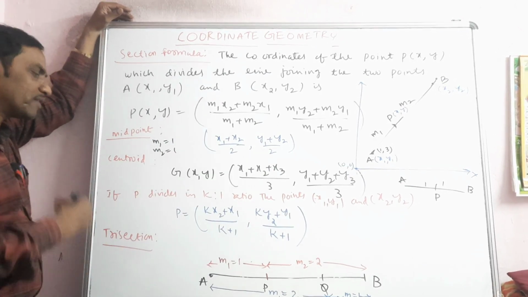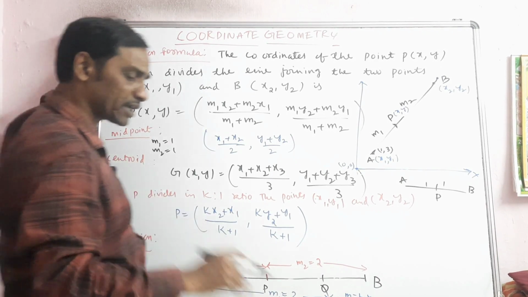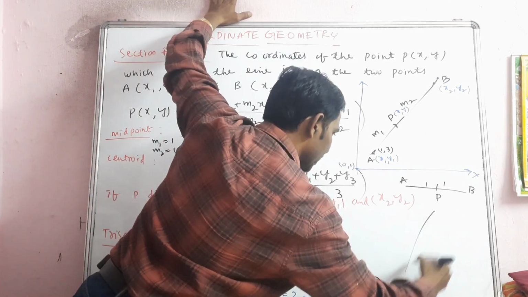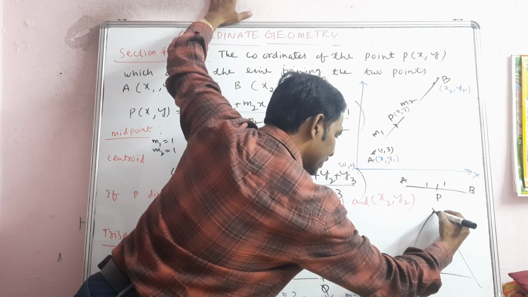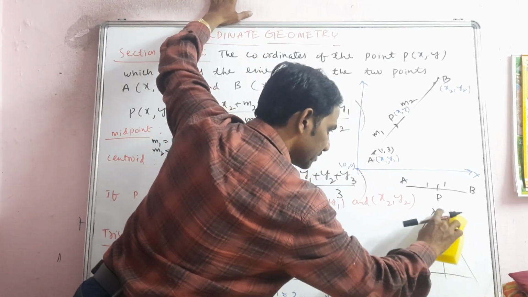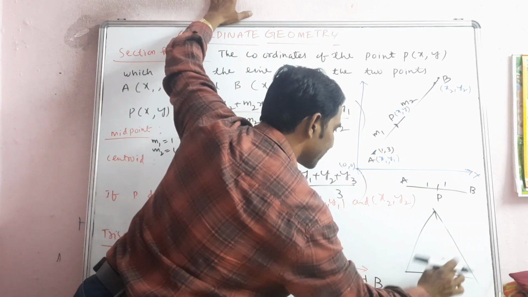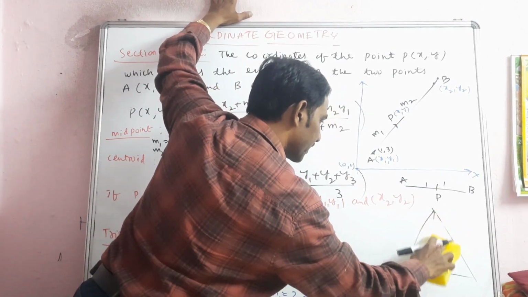And generally, what is the centroid? If you take a triangle, the centroid is the point of concurrence of the medians. Median means the line which bisects the opposite side, that is called a median.